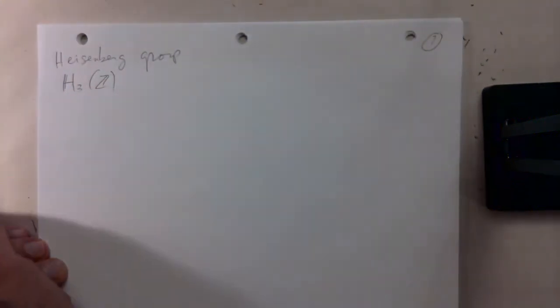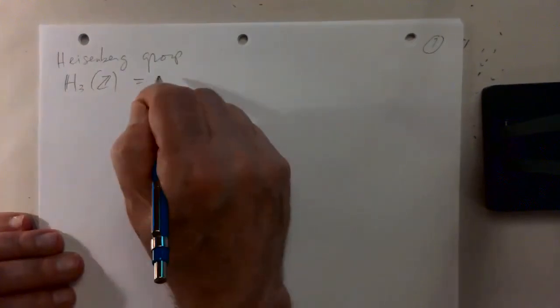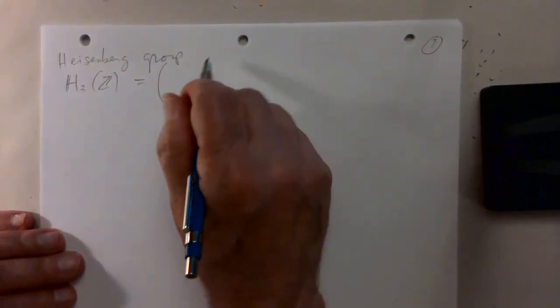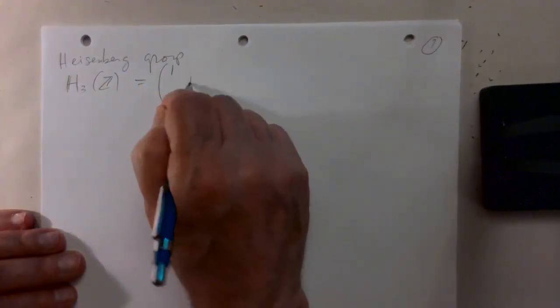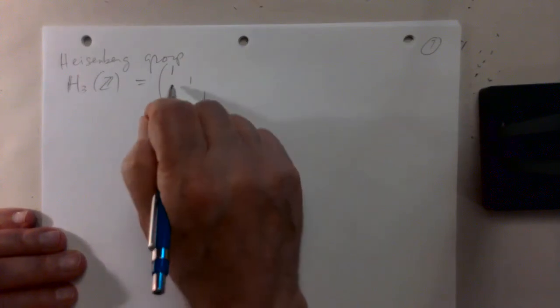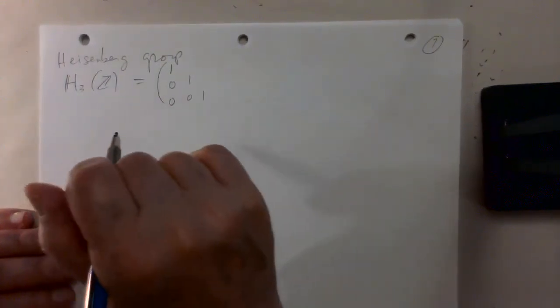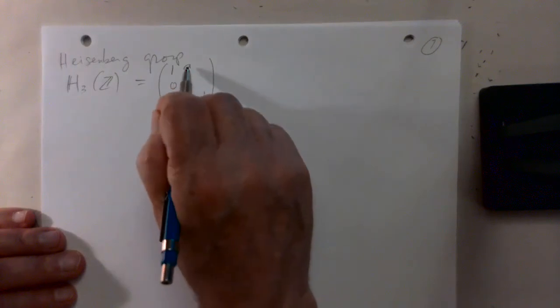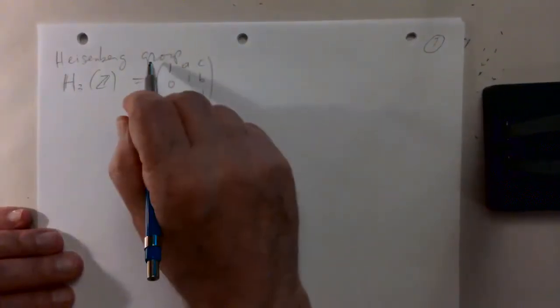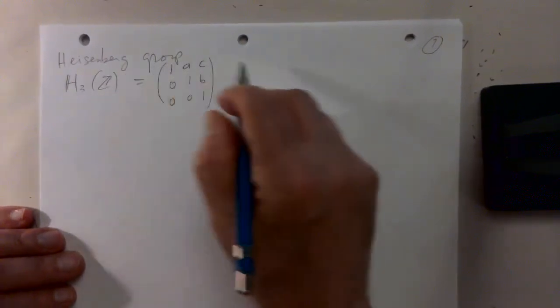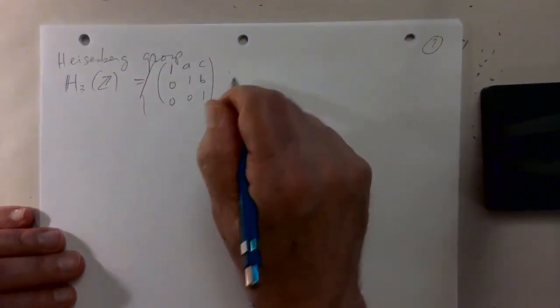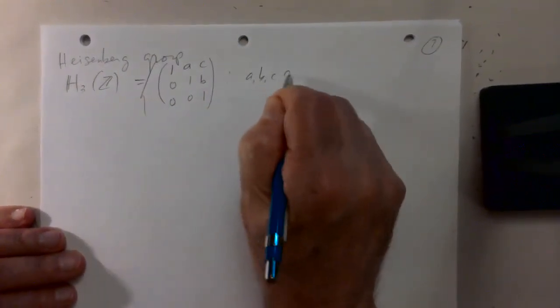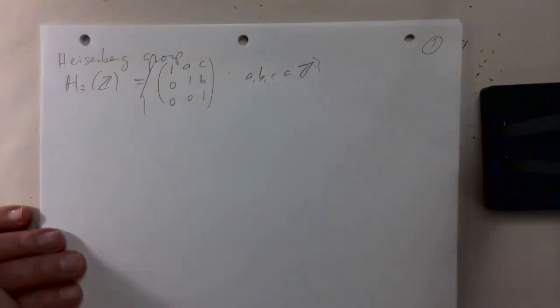And I'm just going to look at the ones with integer coordinates. So this is all 3 by 3 matrices with the following properties. Down the main diagonal, there are ones. Under the main diagonal are zeros, so that leaves 3 places. I'll call this coordinate A, this coordinate B, and this coordinate C. So H3 of Z, this Heisenberg group, is all 3 by 3 matrices where A, B, C are integers.